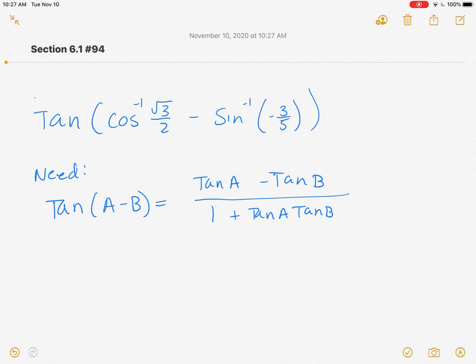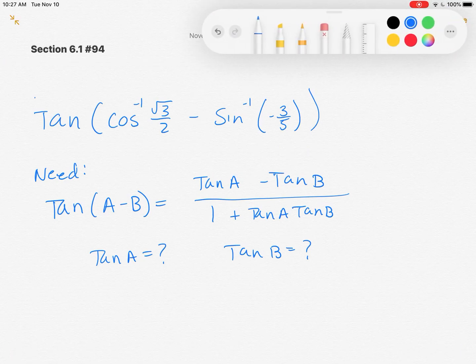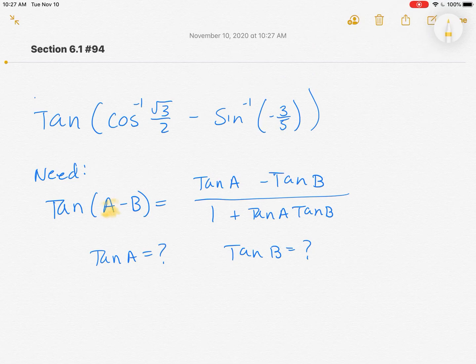Based upon seeing that, I'm going to need to know what the tangent of a is, and I need to know what the tangent of b is. Then I'm just plugging in some numbers. So remember what a is. Let me do some highlighting here. Let me grab a yellow. Let's focus on a, tangent of a. This is a. I don't actually need to know the angle, although you do know it.